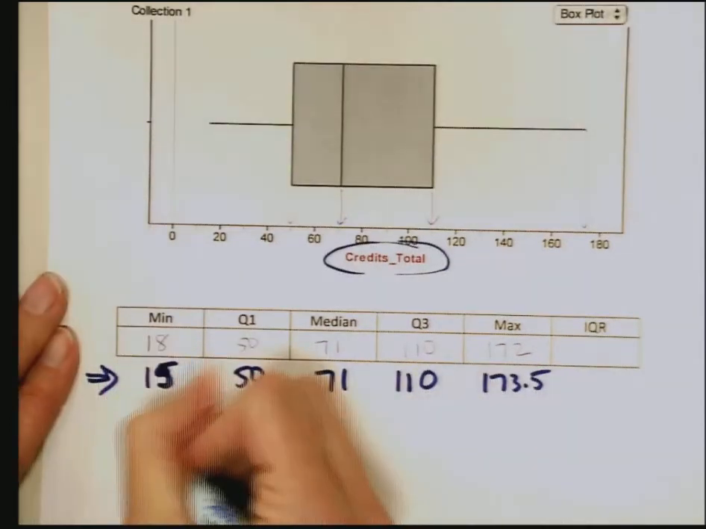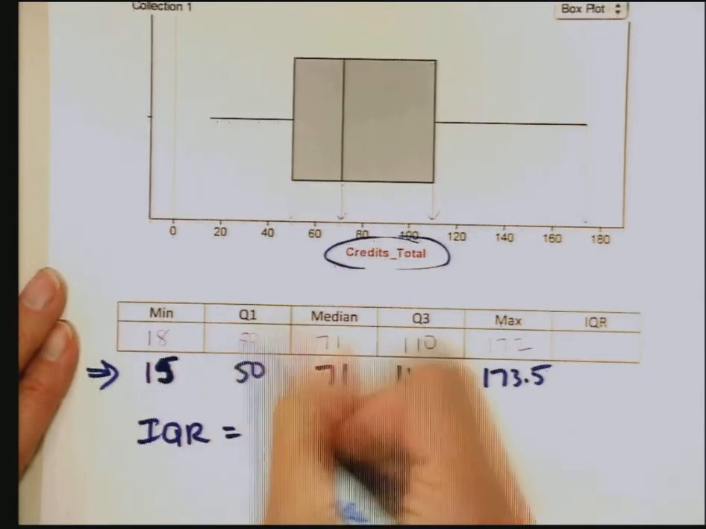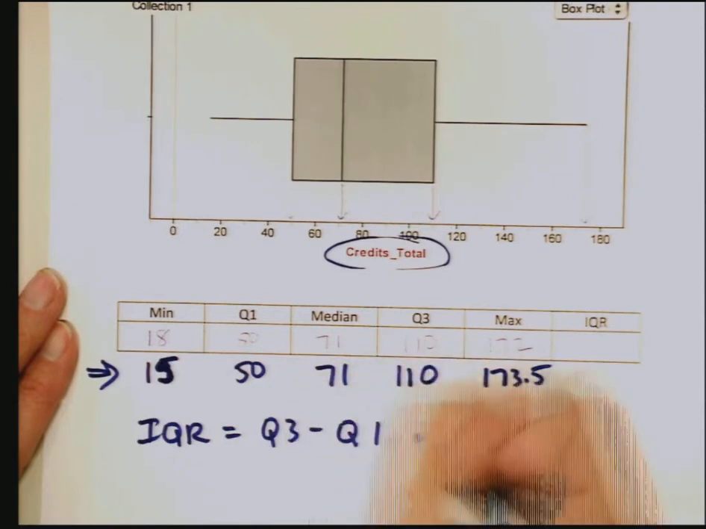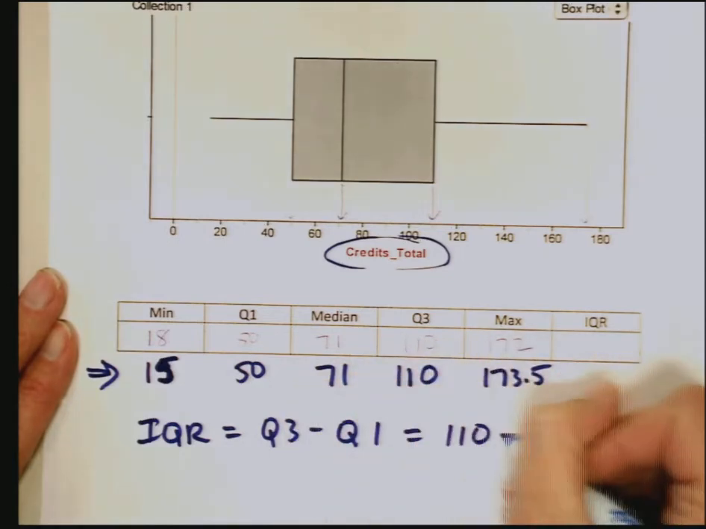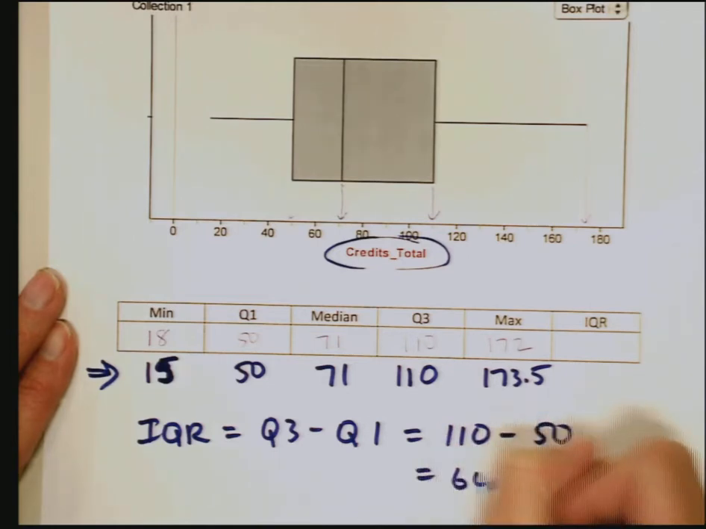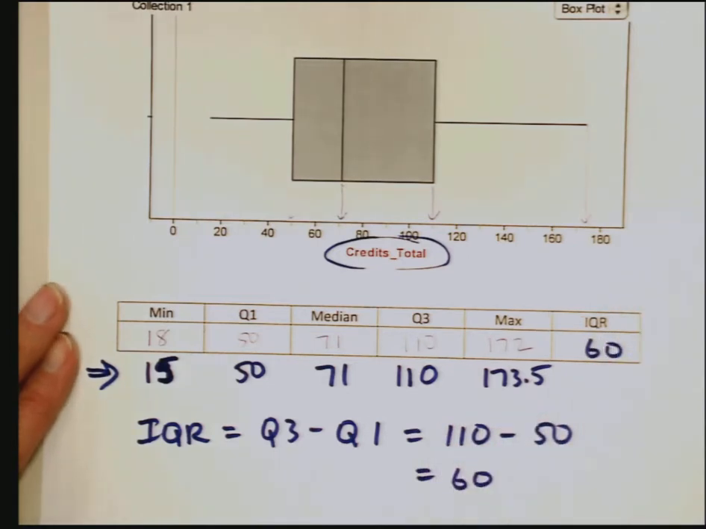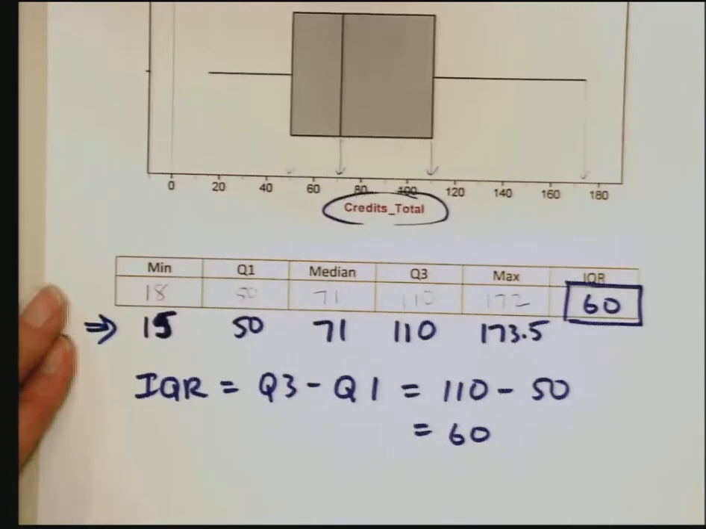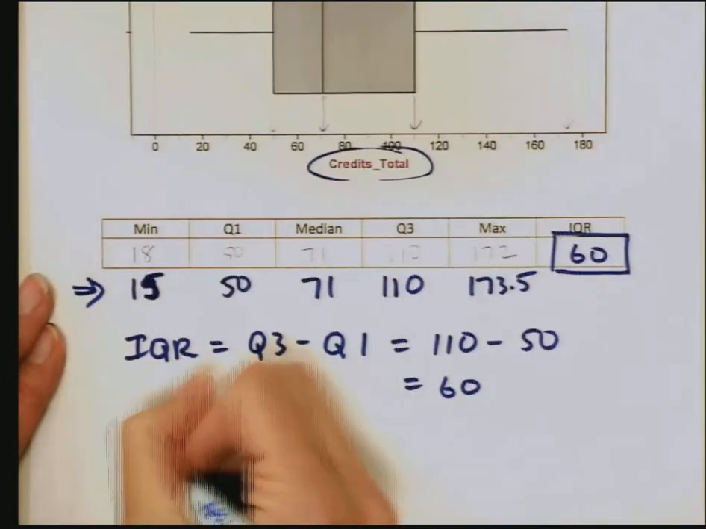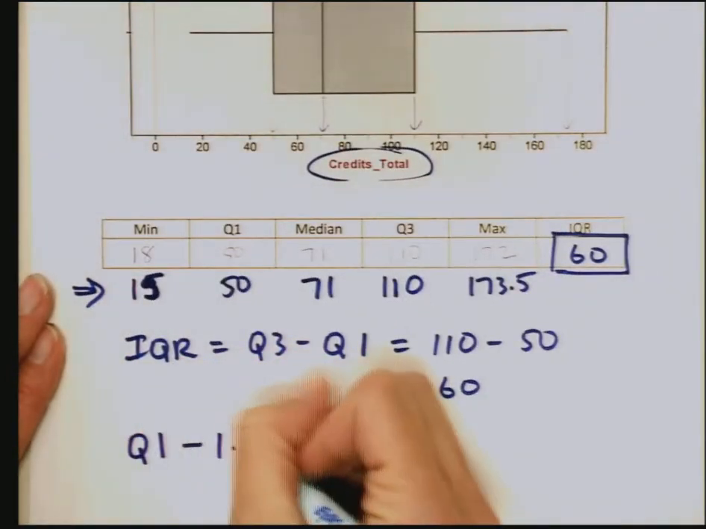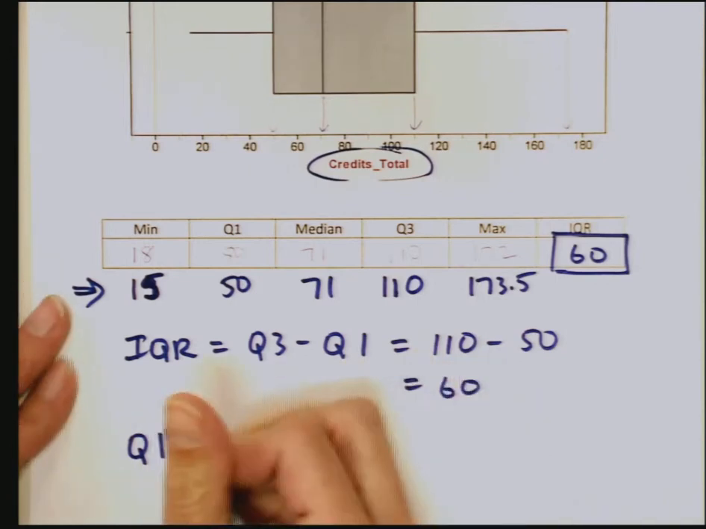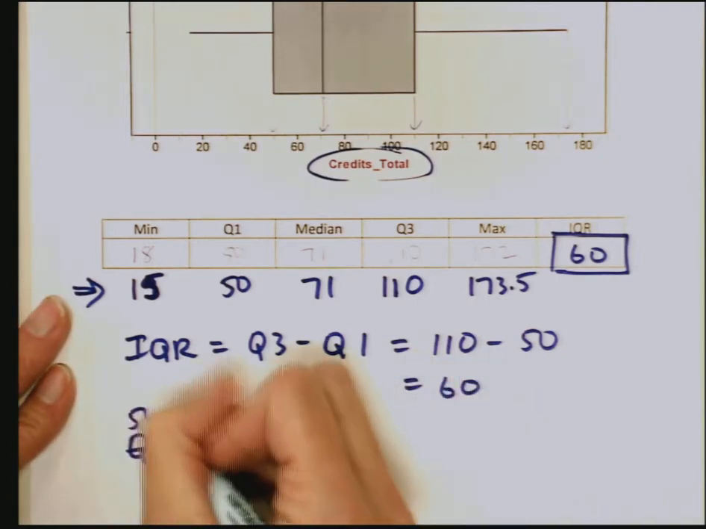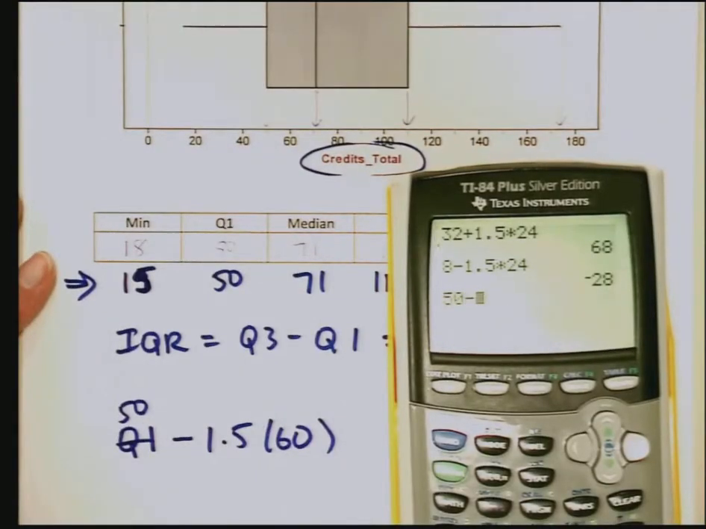Let's find that interquartile range. Interquartile range is quartile 3 minus quartile 1. So 110 minus 50, which is 60. We can look for outliers, or at least identify where those outlier ranges would be. So in order to find an outlier, quartile 1 minus 1.5 times 60. Quartile 1 was 50. So I would take 50 minus 1.5 times 60, and we get negative 40.